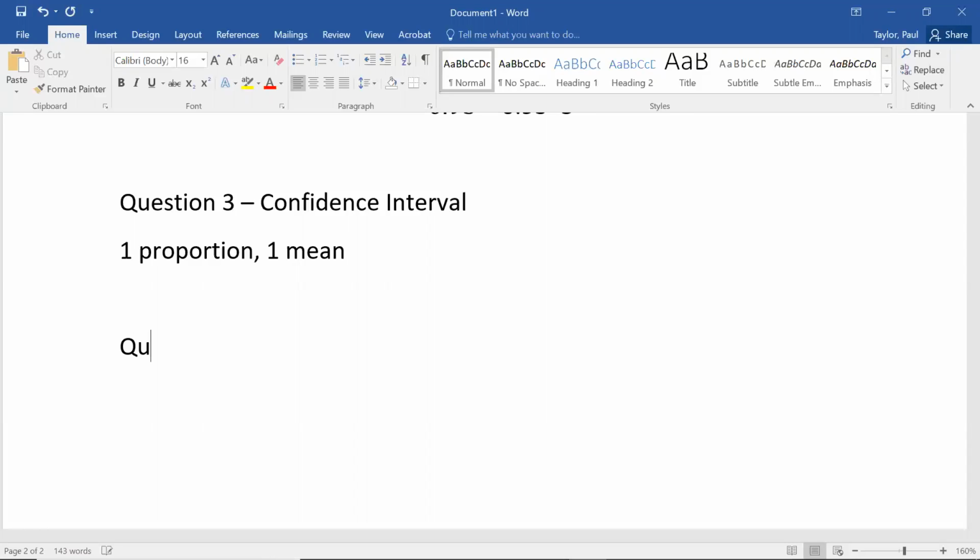So question number 3, confidence interval. Yeah, one proportion or one mean.